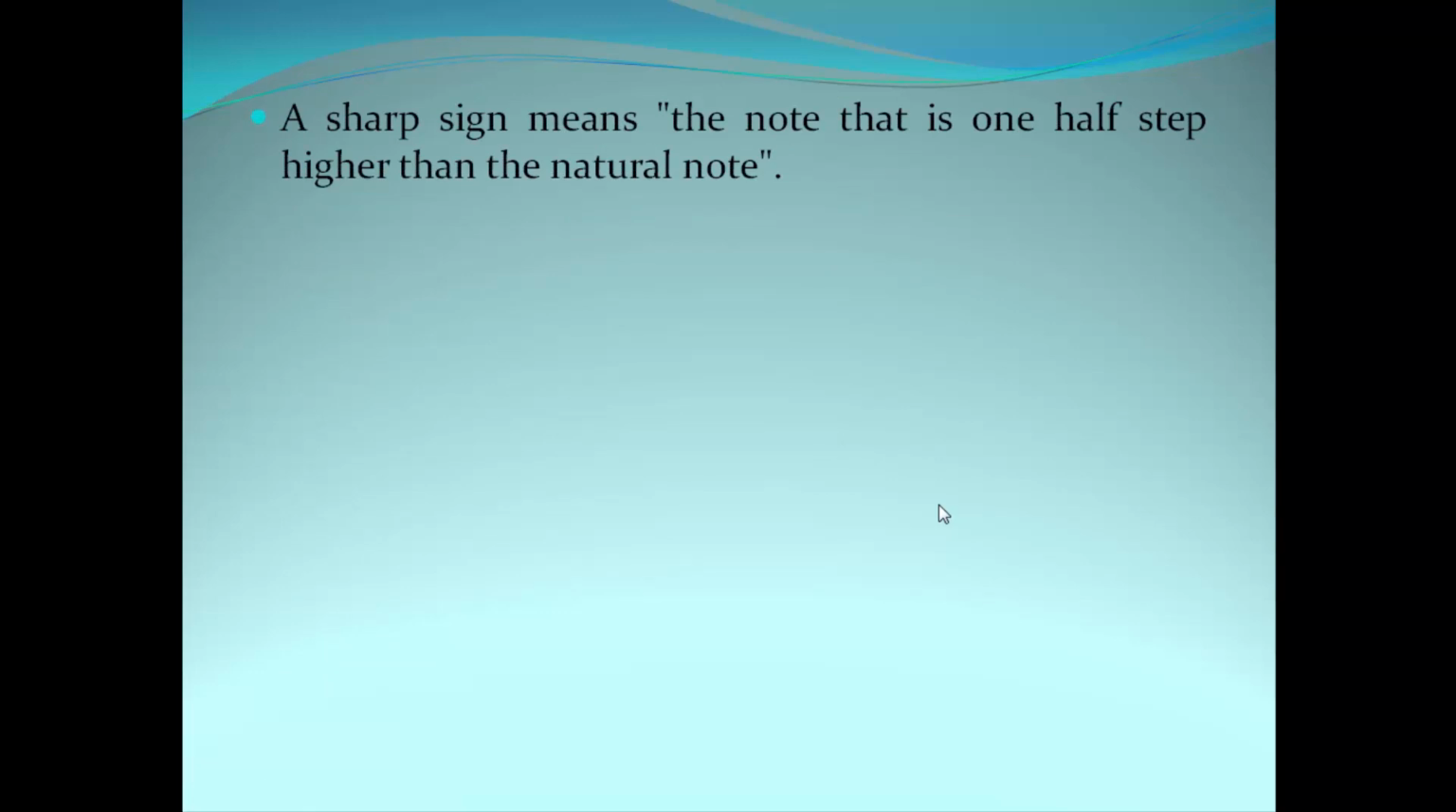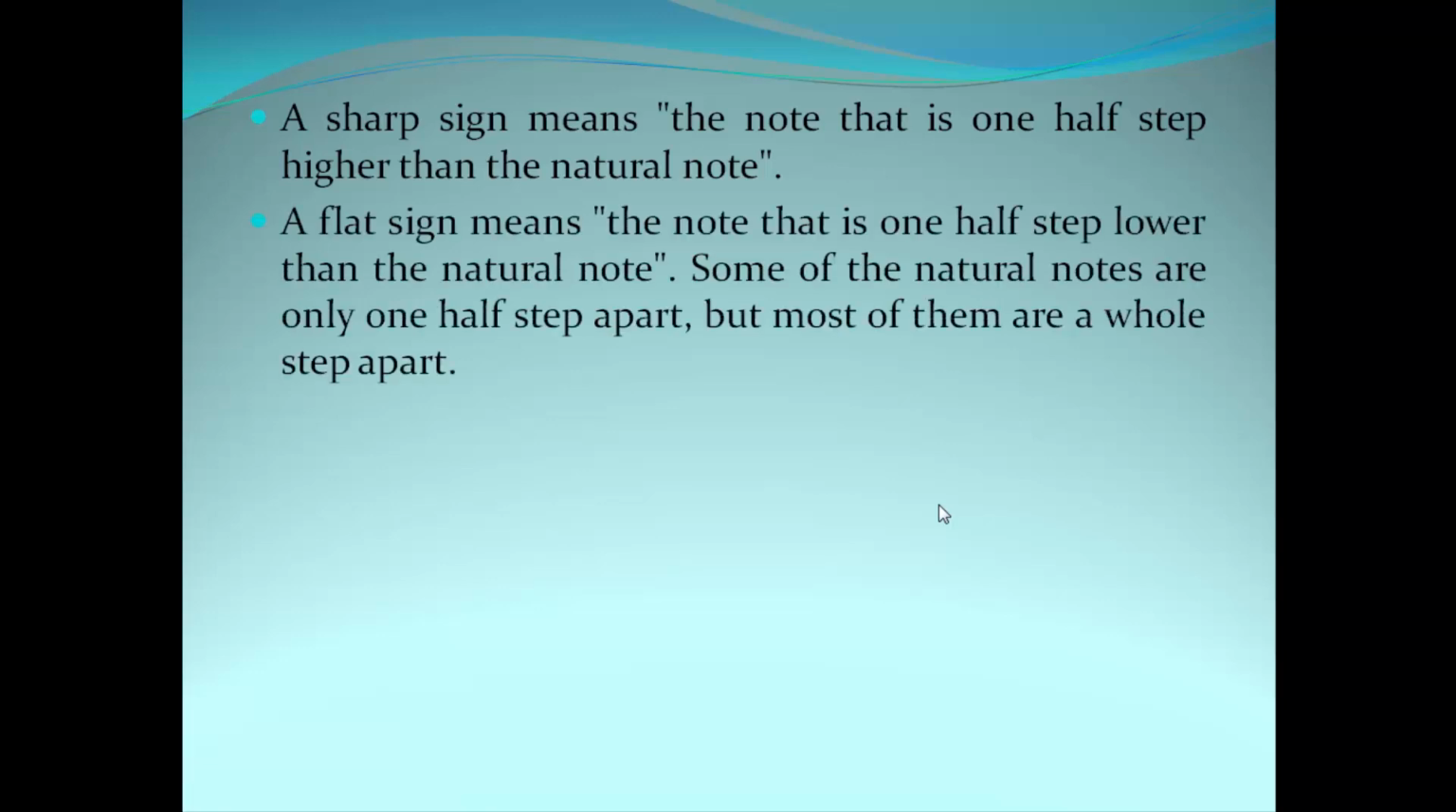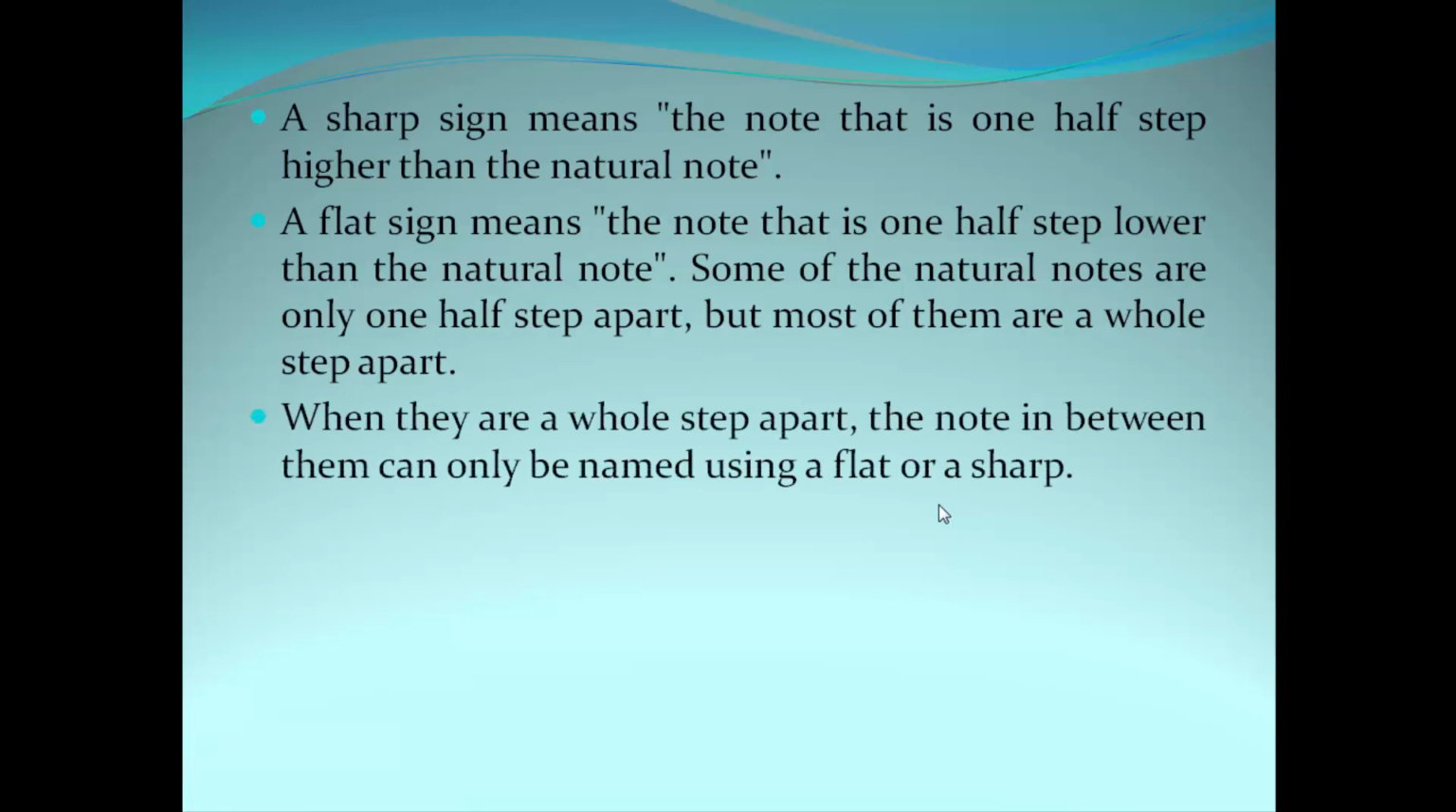A sharp sign means the note is a half step higher than the natural note. A flat sign means the note is a half step lower than the natural note. Some of the natural notes are only a half step apart, but most of them are a whole step apart. When they are a whole step apart, the note in between them can only be named using a flat or sharp.